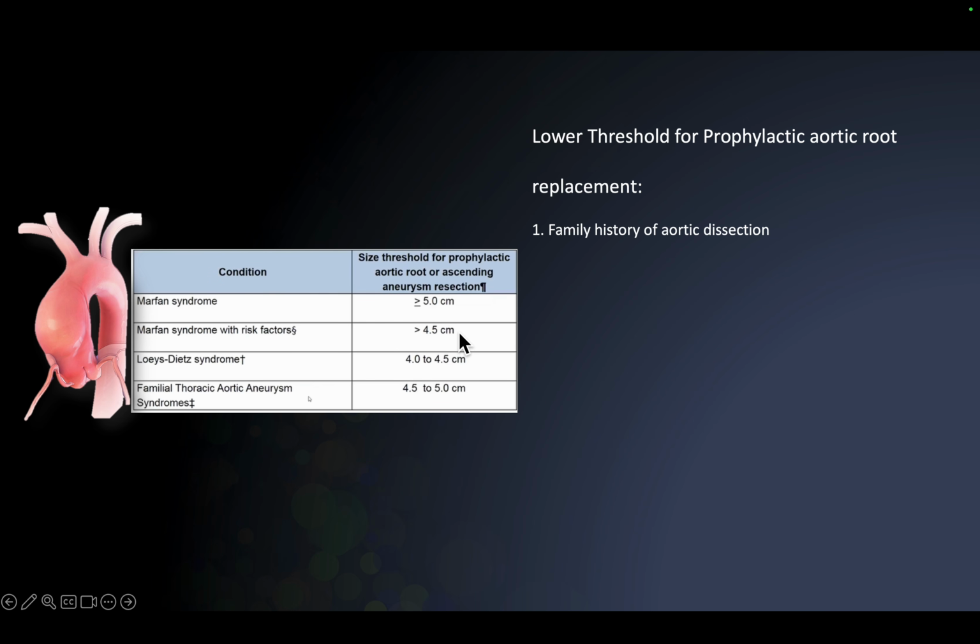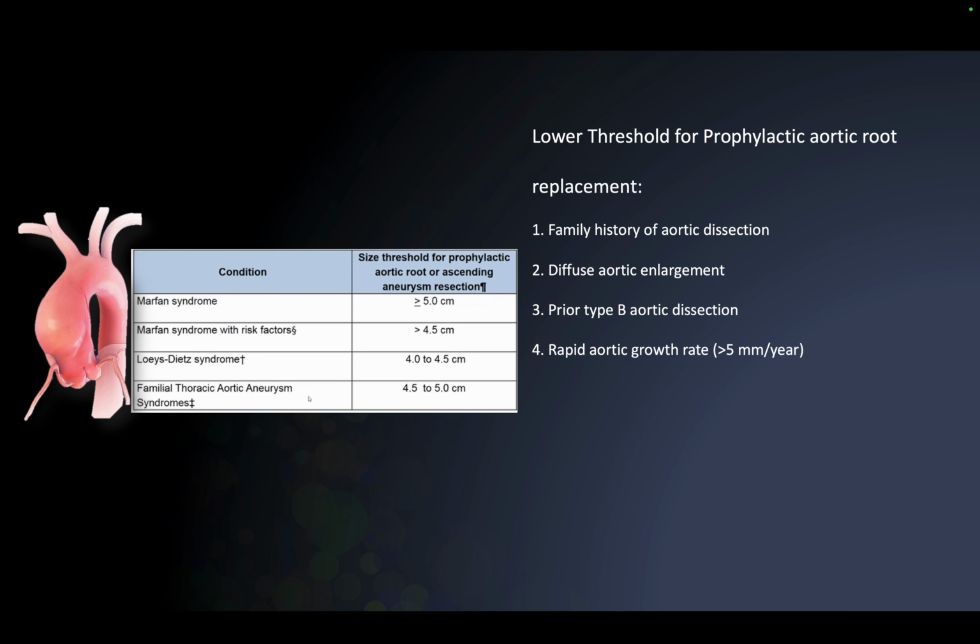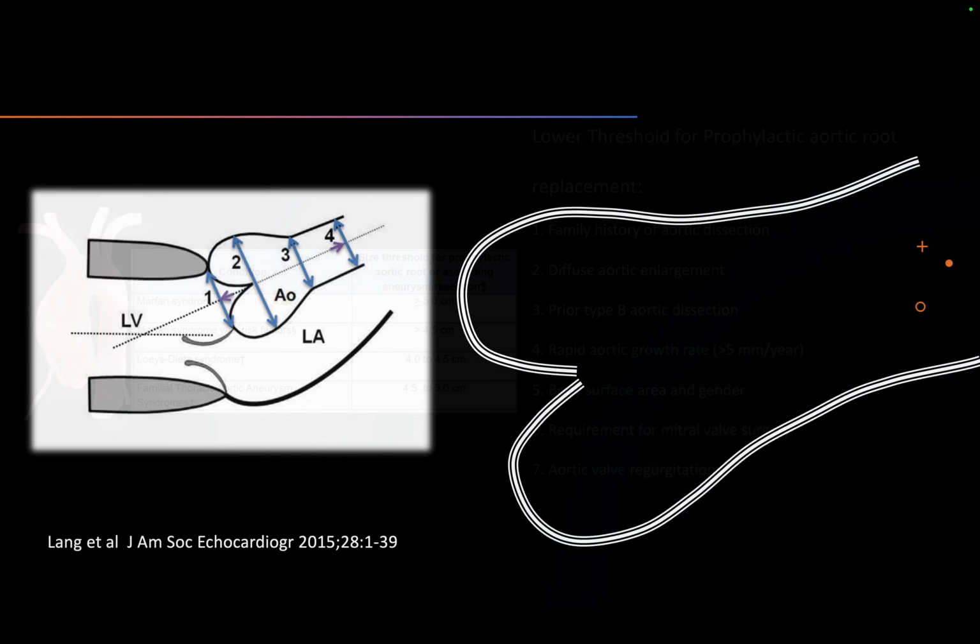What are those risk factors? In case you have a family history of dissection of the aorta, there is diffuse aortic enlargement right from there till the arch of the aorta, there is a prior type B dissection in the descending aorta, or there is rapid growth of about 0.5 centimeter per year over the follow-up, then at 4.5 you should do a prophylactic surgery. It also depends upon body surface area and gender, and if you are doing any other cardiac surgery for aortic regurgitation, you might as well replace the aortic root too.